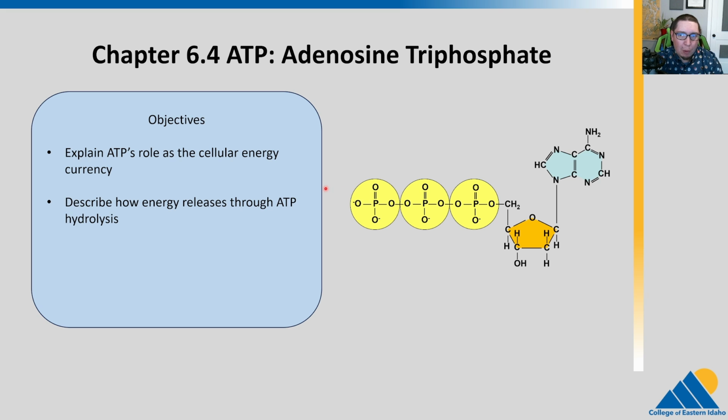That's the triphosphate part. So this is going to be critical in storing energy that gets released from catabolic processes. And then that stored energy can be used to power other reactions in anabolic reactions. So it's kind of the cell's energy currency.